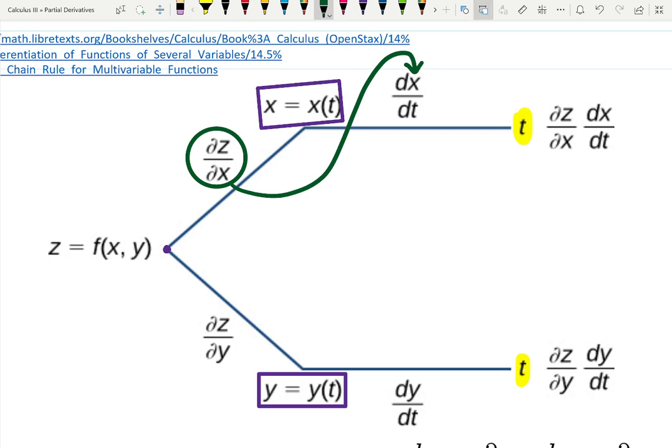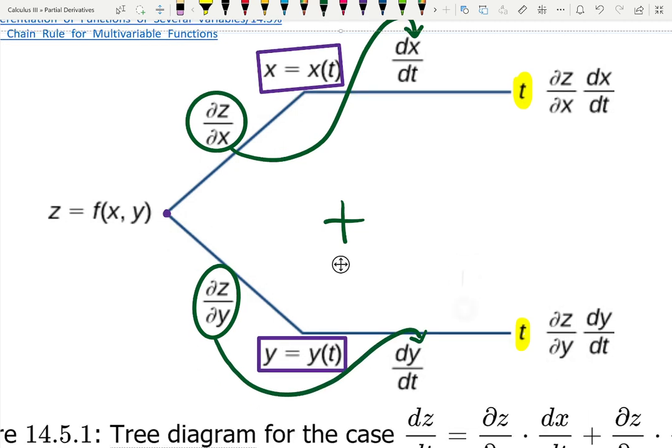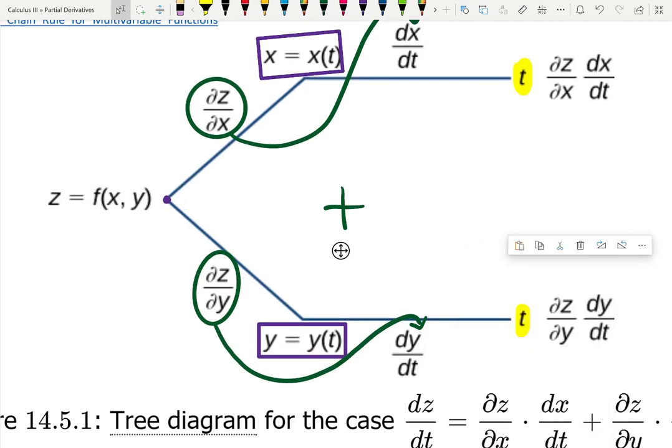Then plus the partial derivative of z with respect to y. I dig into y, y unlocks the function of t, and I'm differentiating t. And that's how I get two products, dz over dx times dx over dt, plus dz over dy times dy over dt. As you can see, this matches. So it's unlocking Russian dolls, basically.